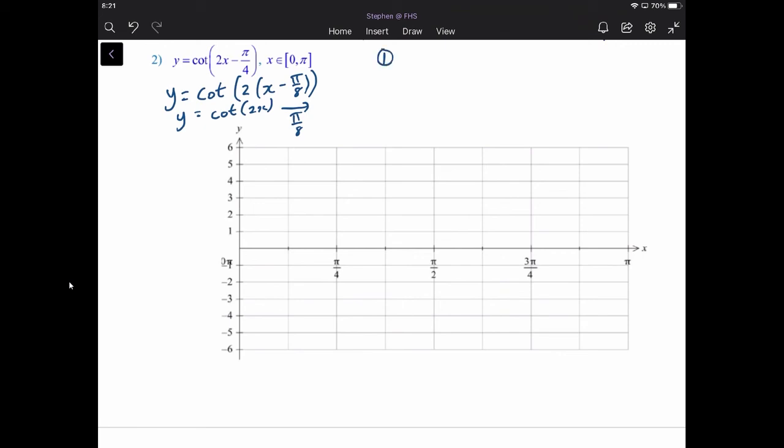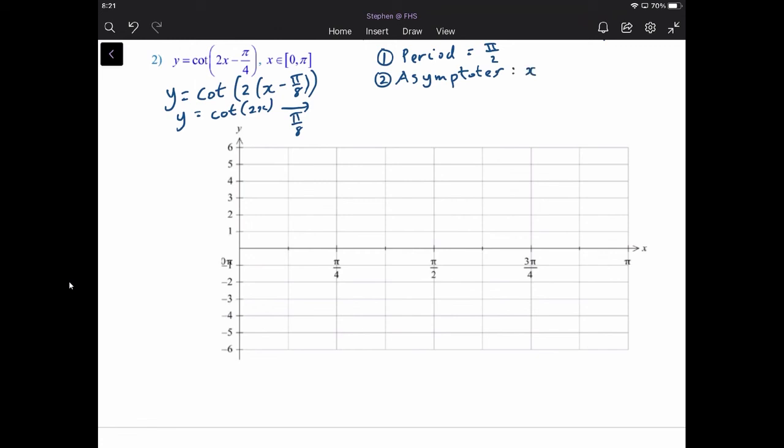So let's go and identify the period, asymptotes, and endpoints. Number one, the period. Well, the period of the basic cot graph is just pi. So the period of this one is going to be pi over 2. The 2 in front of the x basically halves the period. Number two, the asymptotes. Well, the asymptotes of cot used to be at all n pi's, so basically all the integer values of pi.